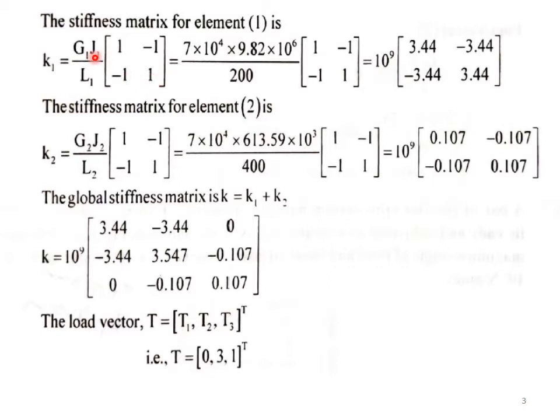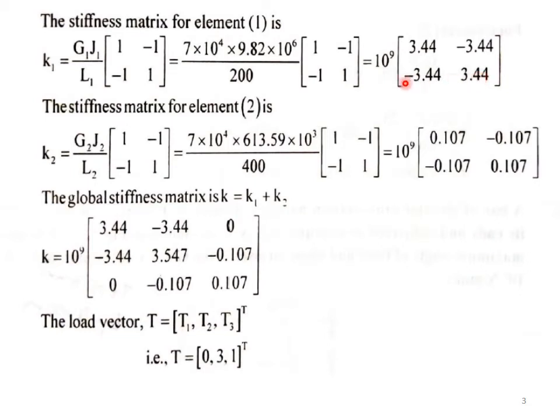The value of G was given, that is 7 into 10 to the power of 4. J is 9.82 into 10 to the power of 6. And we have to do necessary unit conversions wherever it is required. Divide by length 200 mm, times [1 minus 1; minus 1 1]. Upon simplification we get 10 to the power of 9 times [3.44 minus 3.44; minus 3.44 3.44]. This is for element 1.